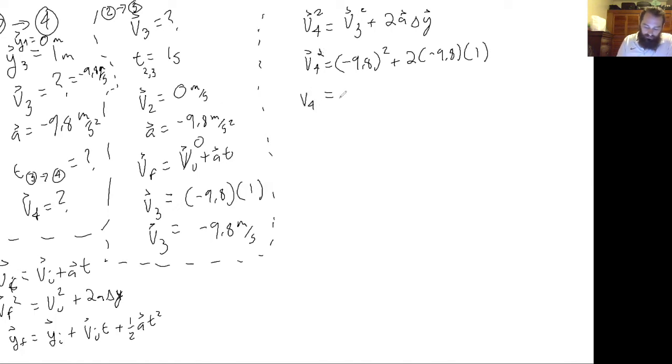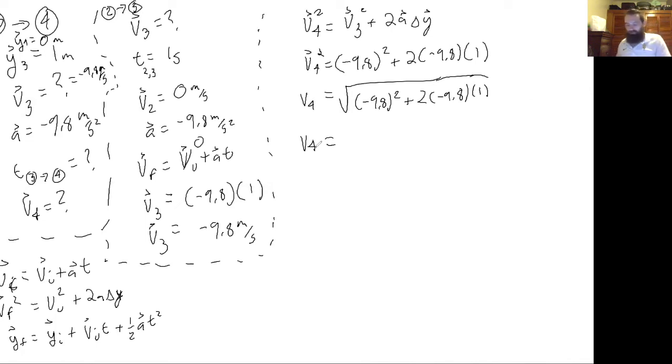And so we're going to take the square root of all this. And when we plug that into our calculators, 10.754 meters per second. Okay. So now that we have v4, we could plug into this equation to solve for time.